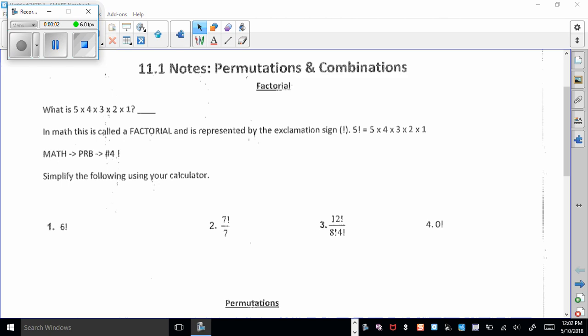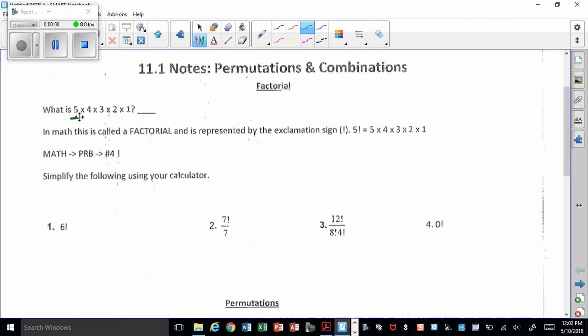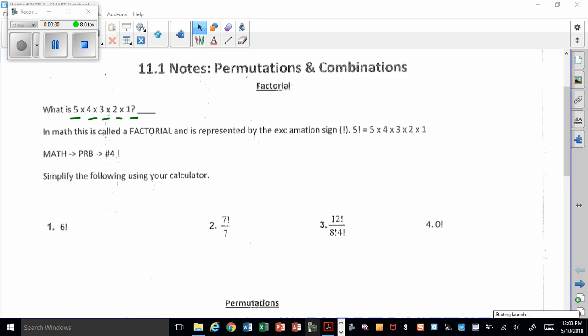Okay, so we had our bear activity where we were giving him outfits, and we discovered that if you had 5 choices for pants, and 4 choices for shirts, and 3 choices of socks, and 2 choices of shoes, and then 1 choice of necklace, the total outfits that the bear could have would be 5 times 4 times 3 times 2 times 1. And so we'll do that on our calculator.